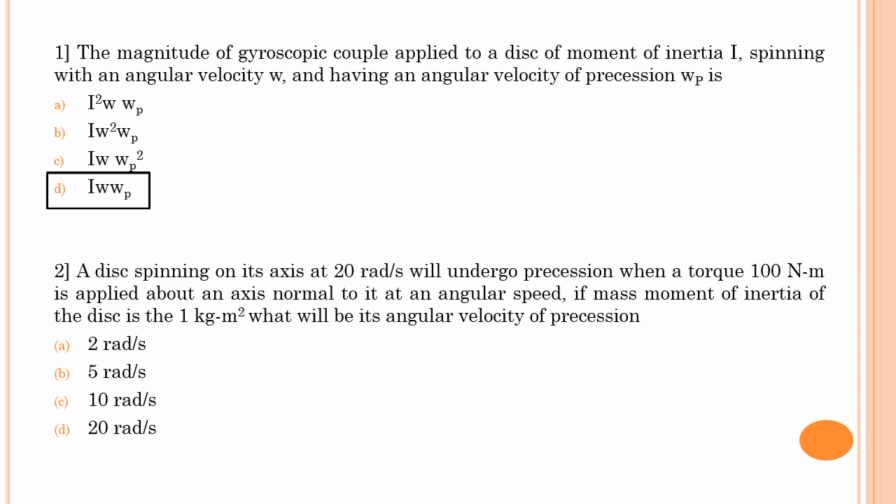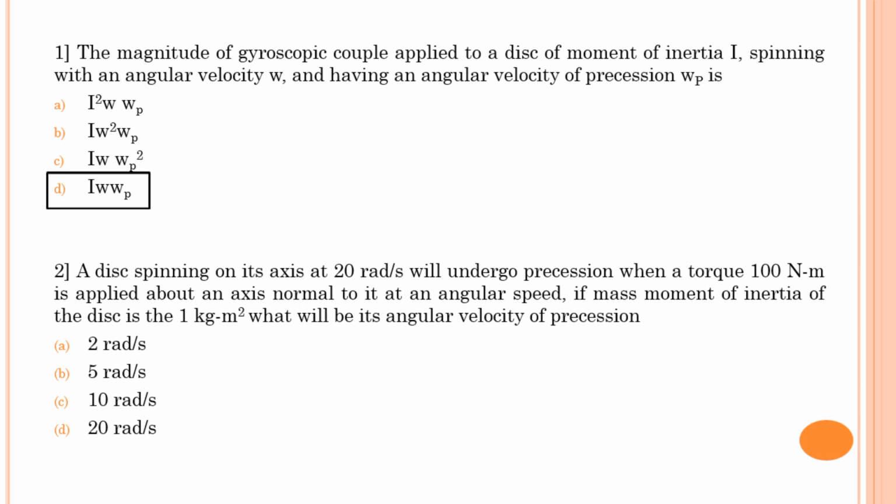Second objective: the disk spinning on its axis at 20 radians per second will undergo precession when a torque of 100 Newton meter is applied about the axis normal to it. If the mass moment of inertia of the disk is 1 kg meter square, what will be its angular velocity of precession? Now one problem based on the above formula is asked here.